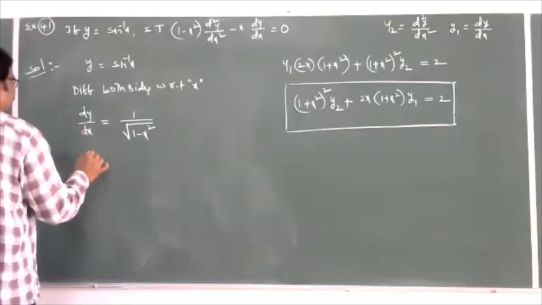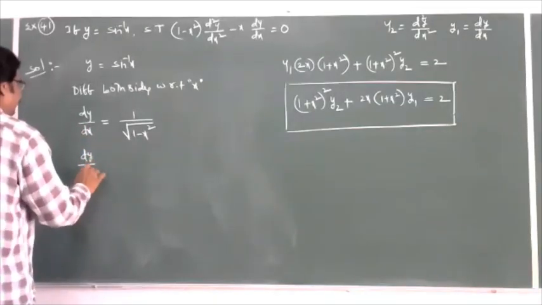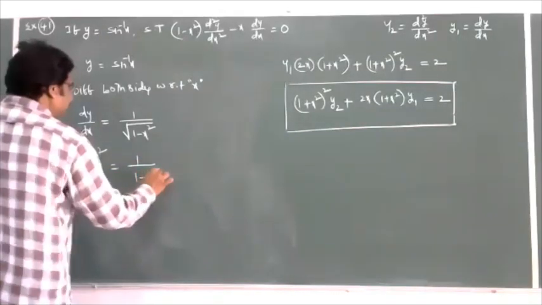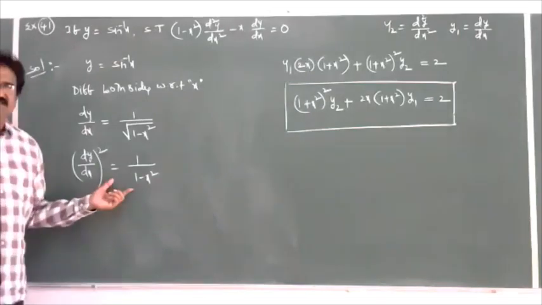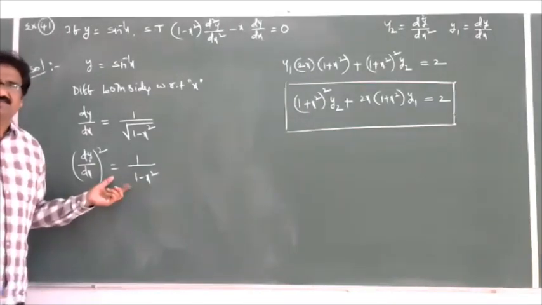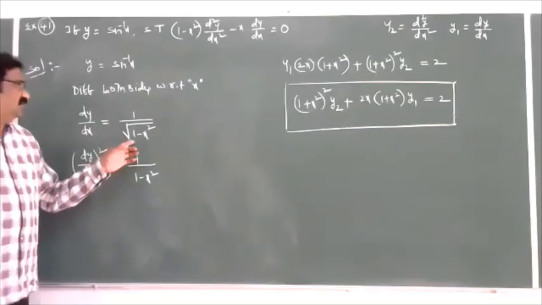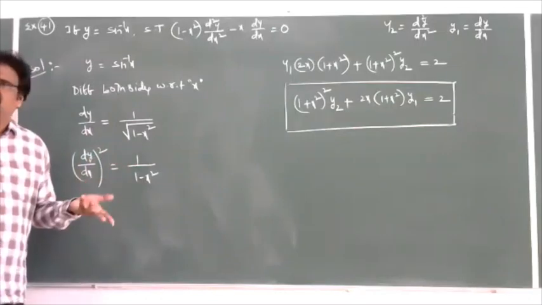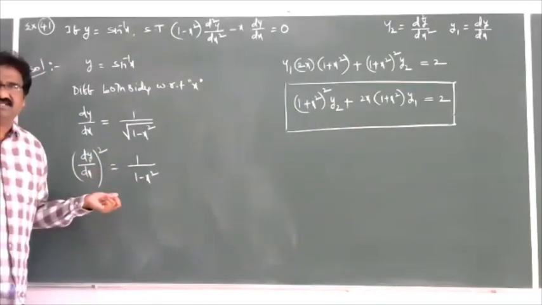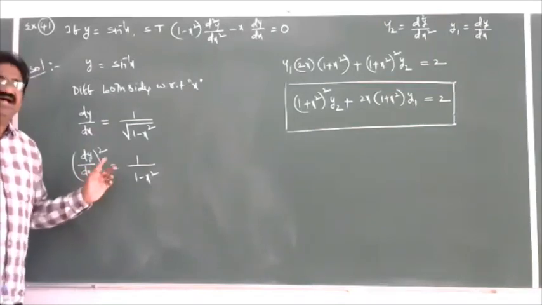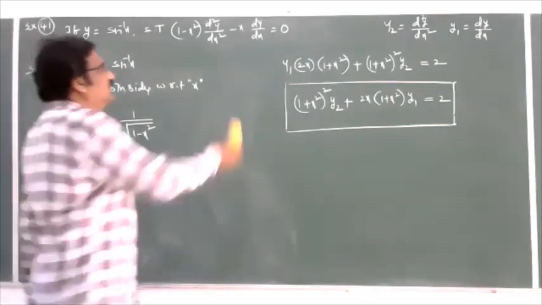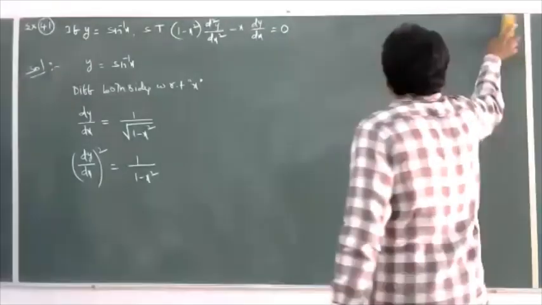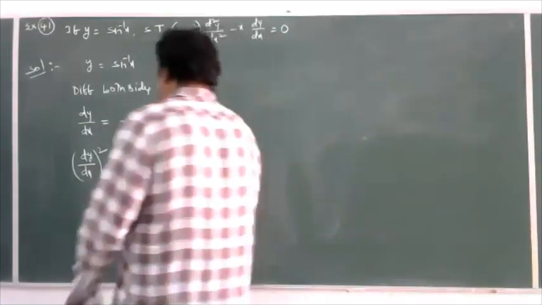Then squaring on both sides, dy by dx whole square is equal to 1 by 1 minus x square. For easy convenience purpose, I am squaring on both sides. Or in other way also, you can cross multiply, then you go for UV rule, you get the answer. But for our convenience, for easy process, that's why I'm squaring on both sides. That is dy by dx whole square is equal to 1 by 1 minus x square.